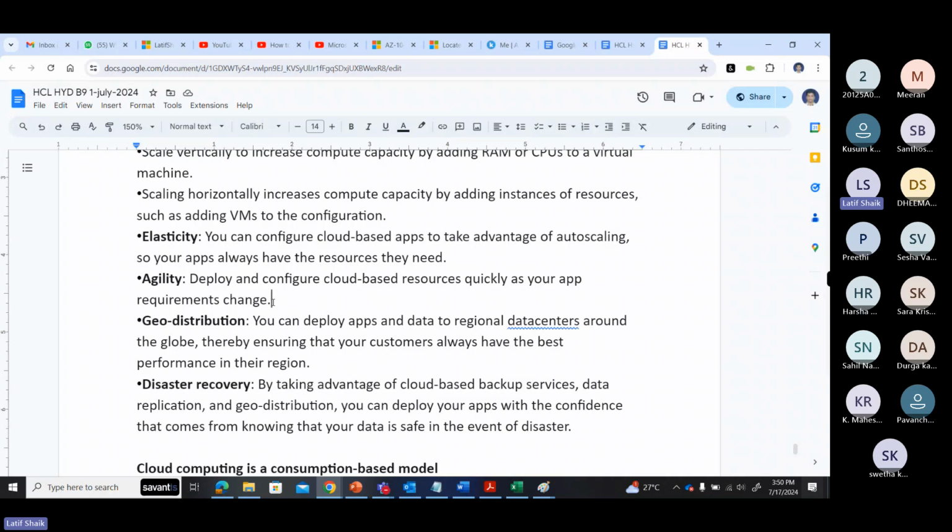Compared to the on-premises data centers, what AWS, Azure, and GCP do globally is have different regions. In the regions, they have their own data centers. Like in India itself, we have 2 AWS regions with 6 data centers. For Azure also, we have data centers. Globally, it is distributed.